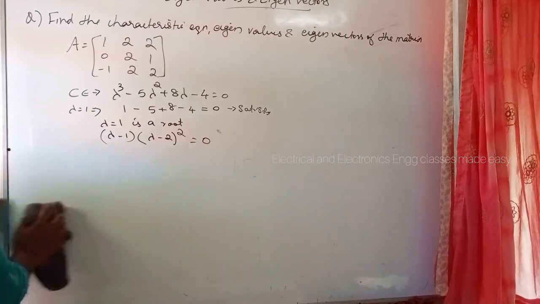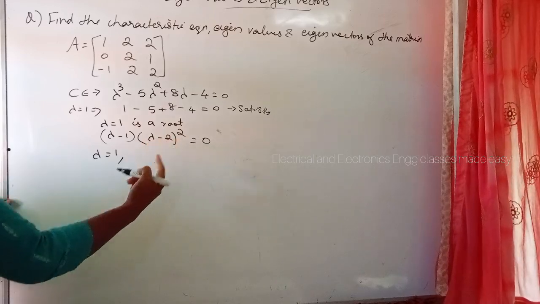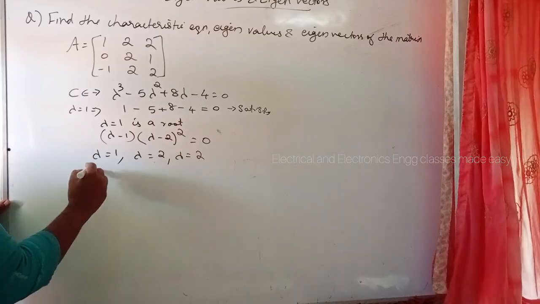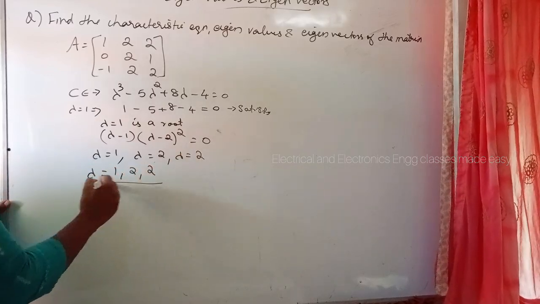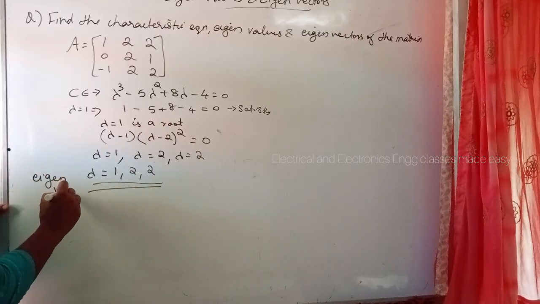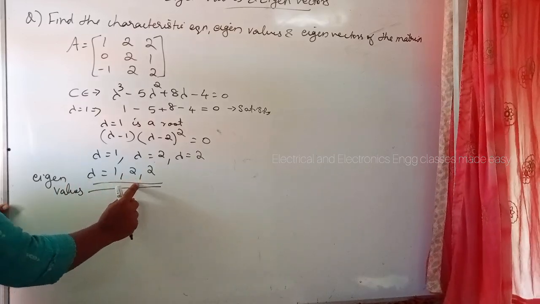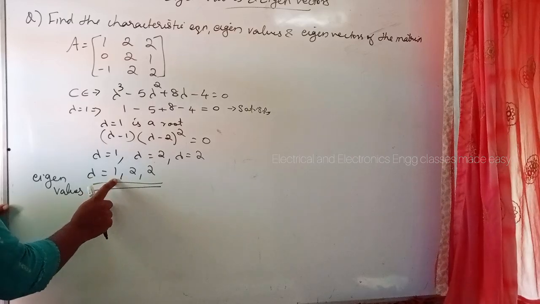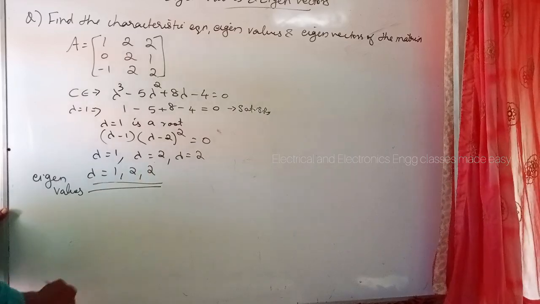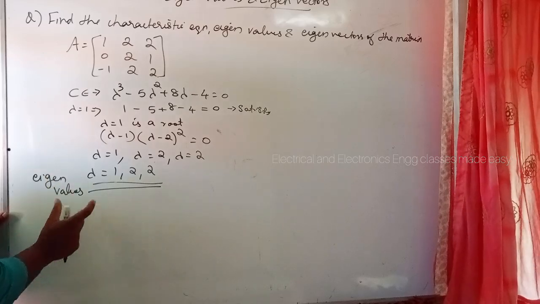So here we will get the roots as lambda equal to 1 from here, and this is 2 roots. So lambda equal to 2 here, lambda equal to again 2 here. So the roots are 1, 2, 2, which are the eigen values. So eigen values are lambda equal to 1, 2, 2, that is lambda 1, lambda 2 and lambda 3. So lambda 1 is equal to 1, lambda 2 is equal to 2 and lambda 3 is also equal to 2. So these are the eigen values. Now we have to find the eigen vectors corresponding to these eigen values.